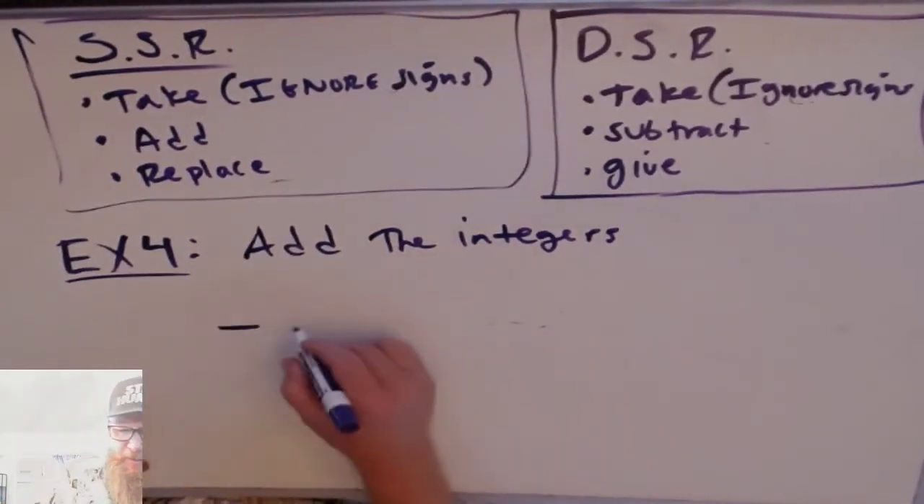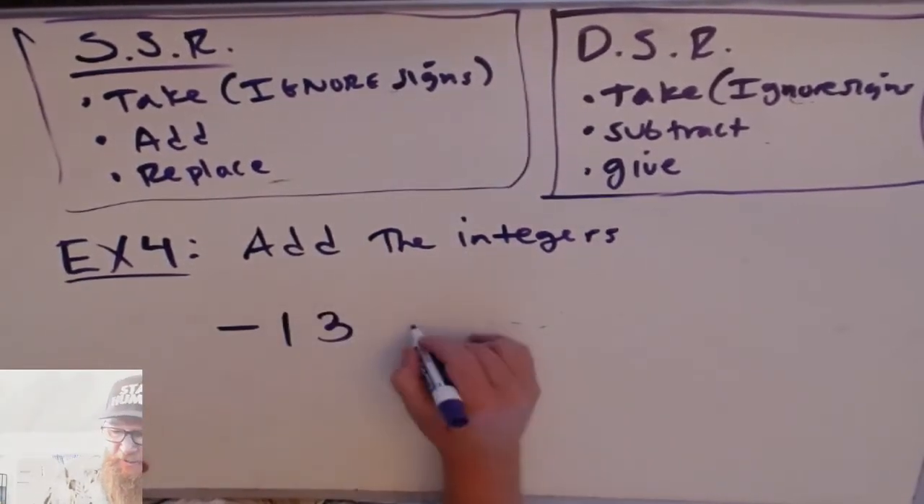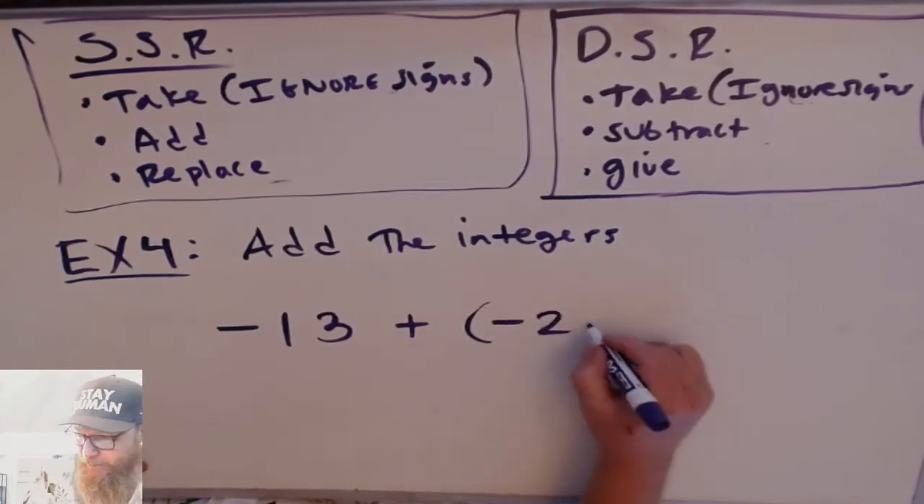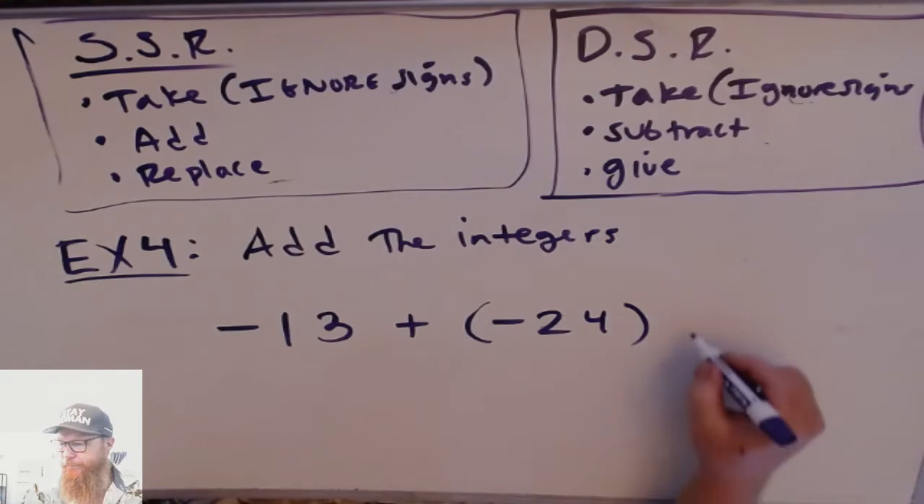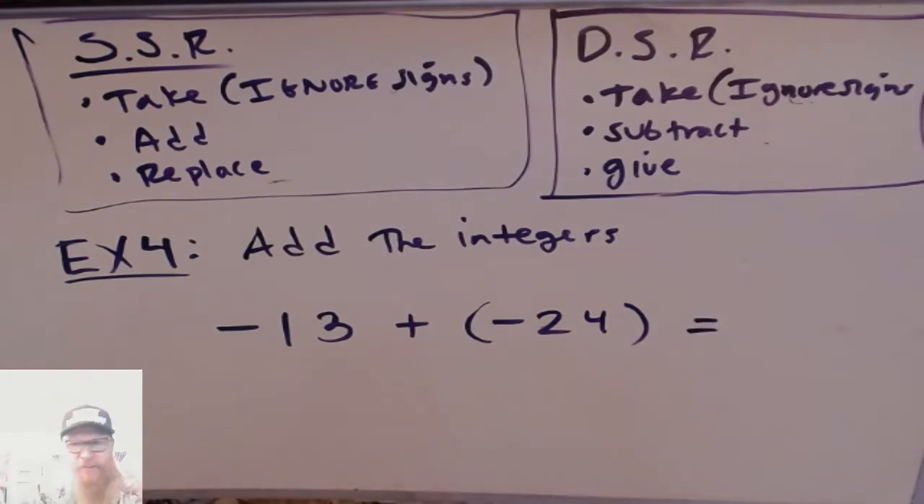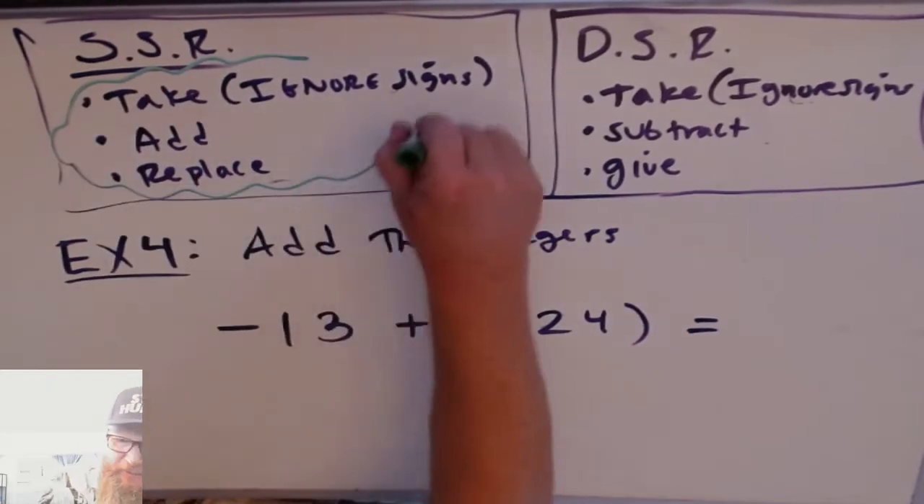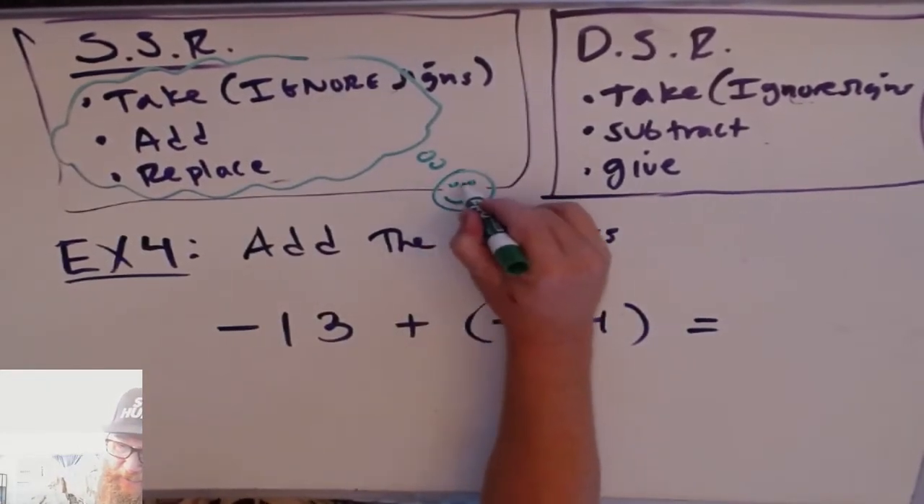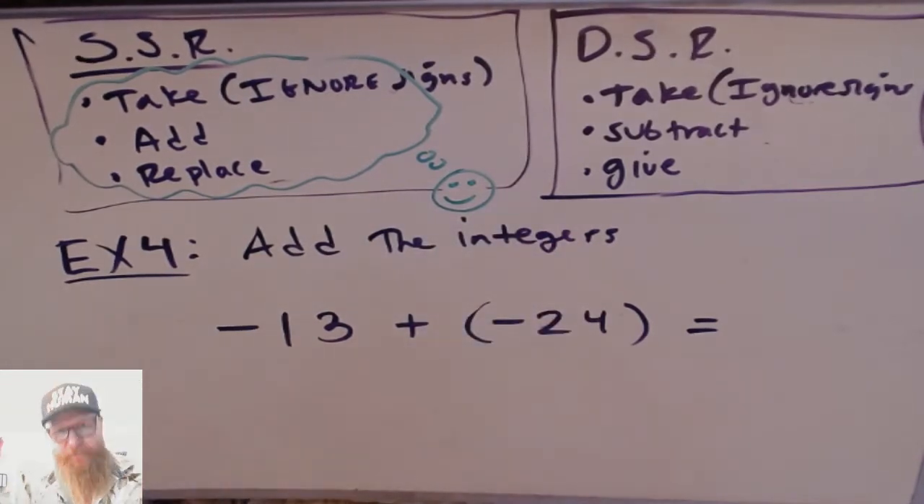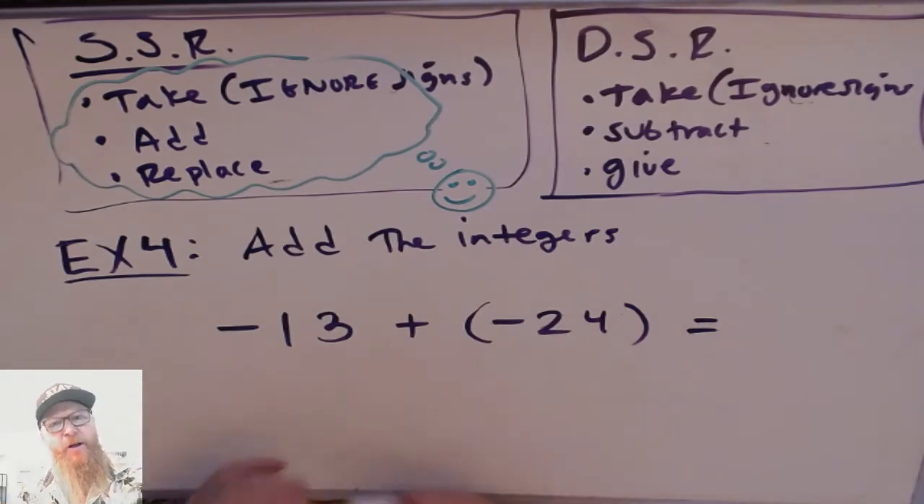All right, let's go ahead and do it. Negative 13 plus negative 24. You can do all of this with mental math. I'm hoping that you're just doing all of this in the little cloud of your mind, your little brain cloud up there.